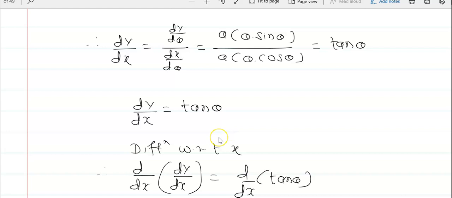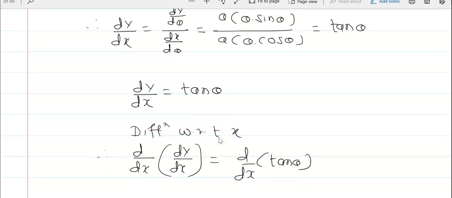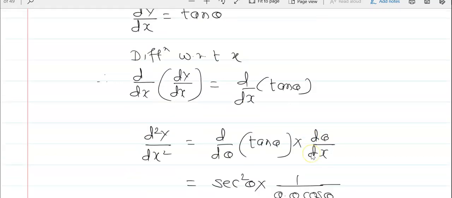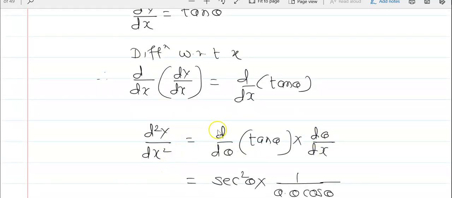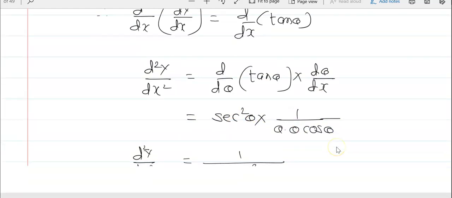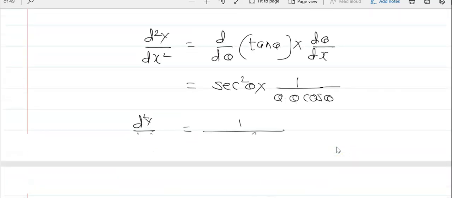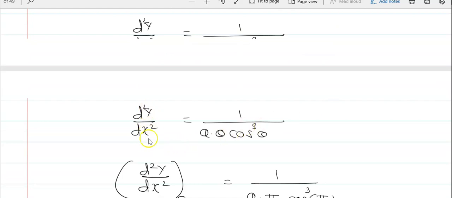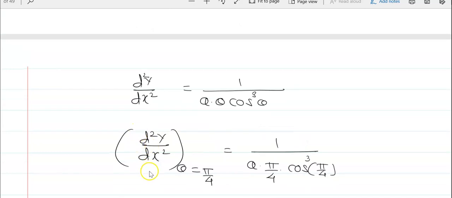Now differentiate again with respect to theta. Now again by the chain rule, d by dx of dy by dx is equal to d by dx of tan theta. d2y by dx square is equal to d by d theta of tan theta into d theta upon dx. Derivative of tan theta is sec square theta, and d theta upon dx is 1 upon a theta into cos theta. If we simplify it, d2y by dx square is equal to 1 upon a theta into cos cube theta.